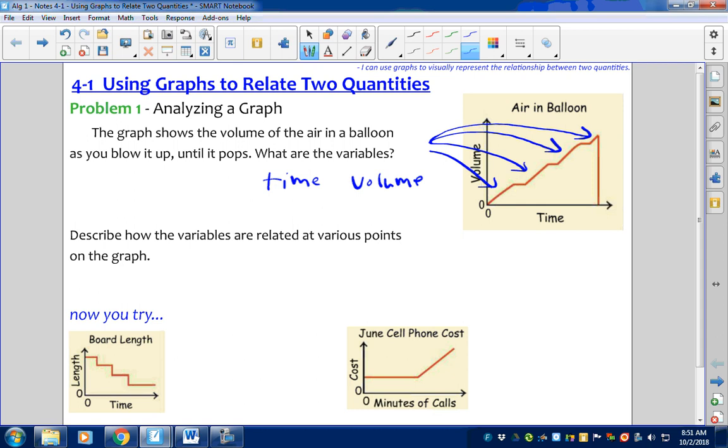What's happening along those increasing lines? The ones that are just going up? Yep. They're blowing into the balloon. So we just say blowing air into the balloon. That's right. What's happening at these level ones here?